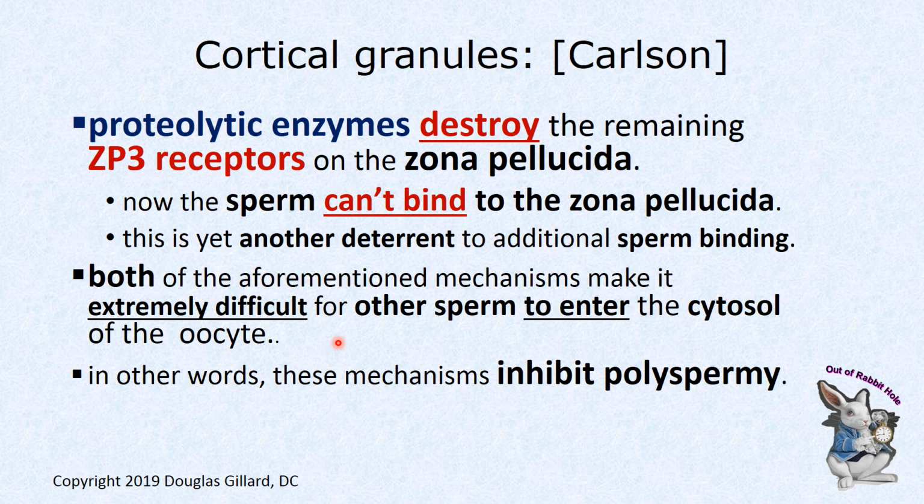They destroy the remaining ZP3 receptors. So that's like the third or fourth one we've talked about that blocks other sperm from getting in. If you destroy the ZP3 receptors, you can't bind, obviously. So that's yet another mechanism. Right? So all of these mechanisms we talked about, including the membrane depolarization, they all inhibit polyspermy.